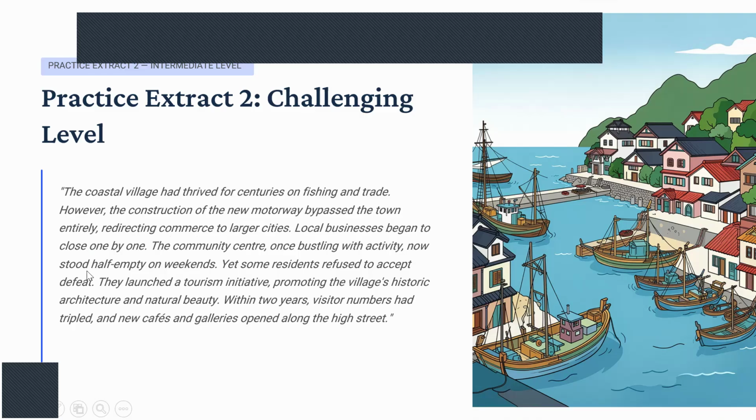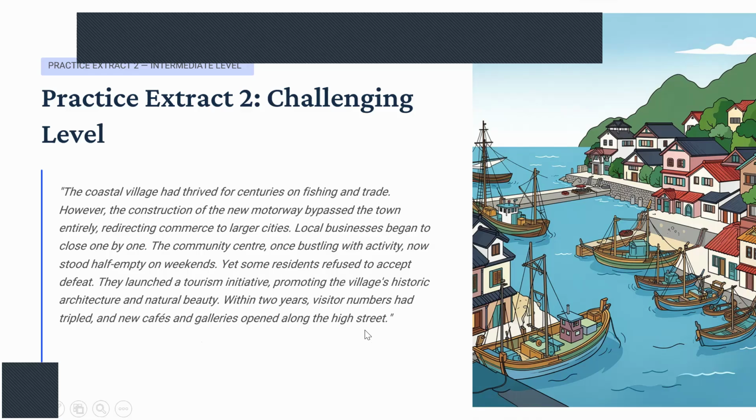Local businesses began to close one by one. Oh my God, a problem comes. The community center, once bustling with activity, now stood half empty on weekends. Yet, some residents refused to accept the defeat. They launched a tourism initiative promoting the village's historic architecture and natural beauty. Within 2 years, visitors' numbers had tripled, and new cafes and galleries opened along the high street.